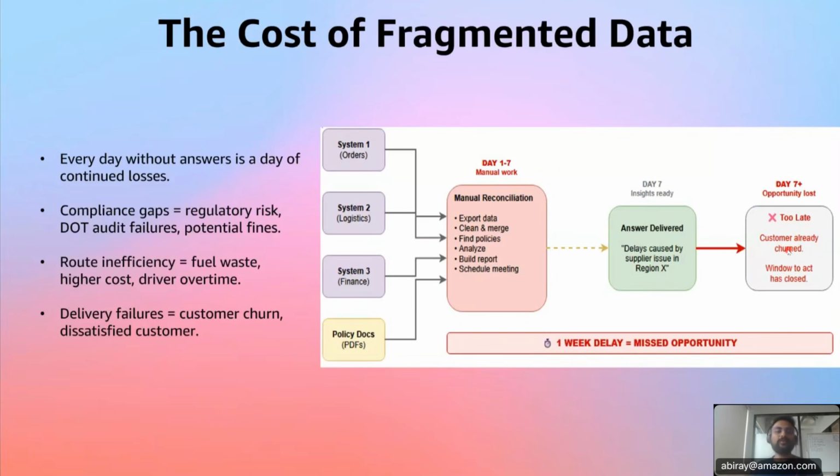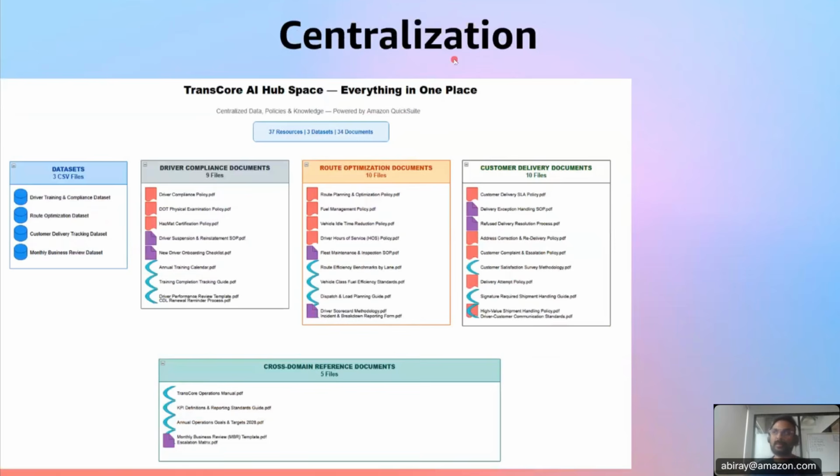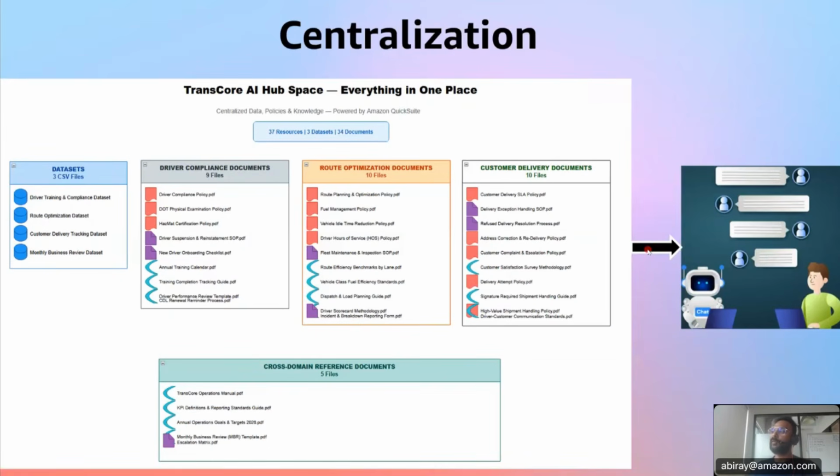So how do we solve this data fragmentation problem for transport logistics? We solve it by centralization. We bring in all their data sets, policies, SOPs, documents, all of this in one centralized place. And this will act as a knowledge base for transport logistics. Now this knowledge base can then be connected to a chat agent, so it can act as a self-serve capability and we can get any answers instantly.